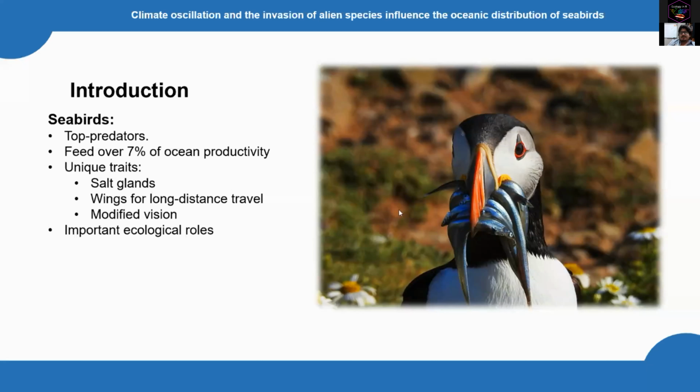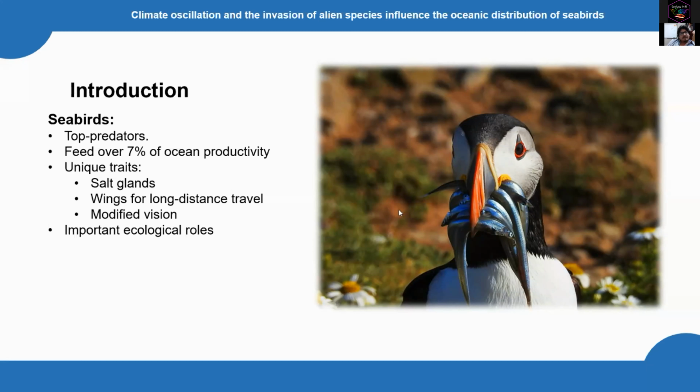First of all, seabirds are top predators. That means that they're at the apex of the food web. And also, these species feed on over 7% of ocean productivity. This is particularly important because it puts them in competition with global fisheries.